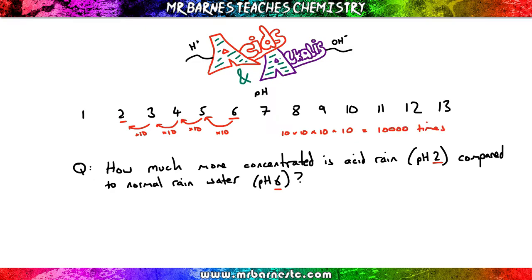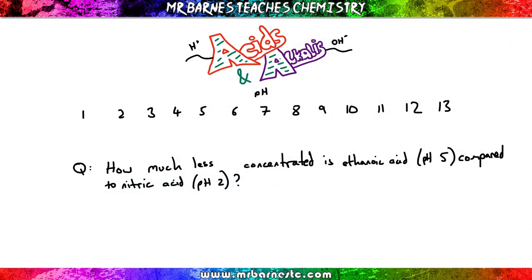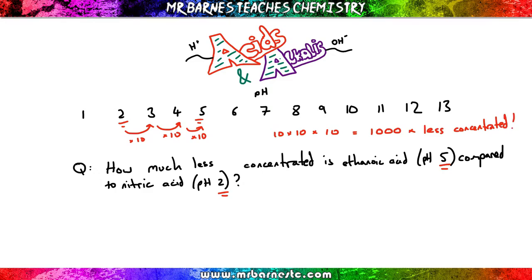It works the other way as well. So if you had a question that says how much less concentrated is ethanoic acid, pH 5, compared to nitric acid, pH 2, you go from pH 2 all the way up to pH 5. It's gone up by 3, so that's 10 times 10 times 10, so it's 1,000 times less concentrated.